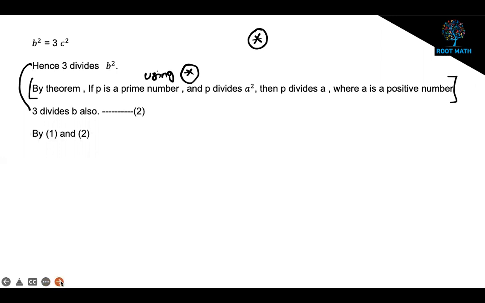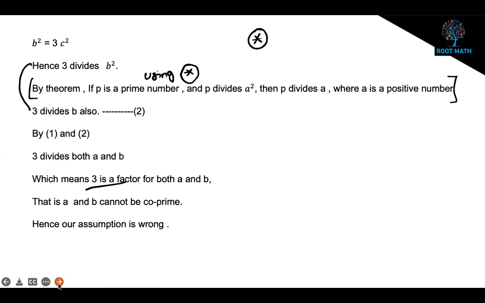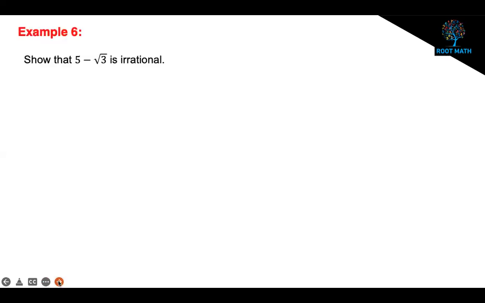3 divides b also, and from 1 and 2, 3 divides both a and b, which means that other than 1, a and b have one more common factor, which is 3. According to our assumption, it's not correct because a and b are co-primes. But here we are getting 3 as a factor of a and b. That is, a and b cannot be co-primes. So our assumption is wrong. Therefore, root 3 is irrational.